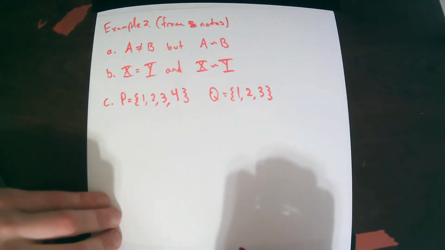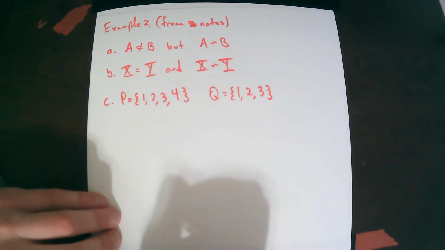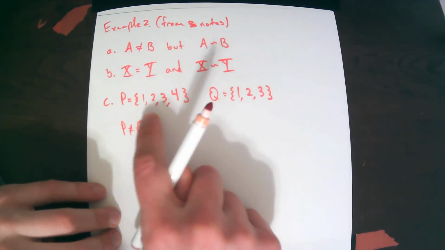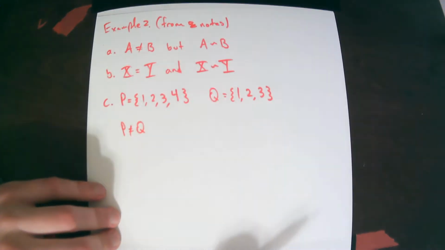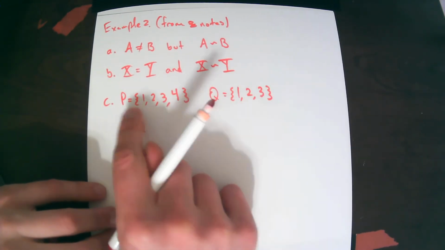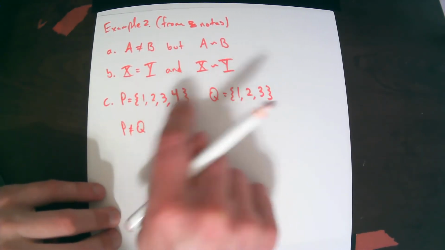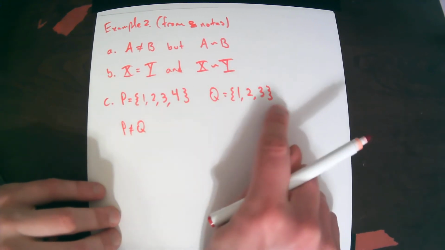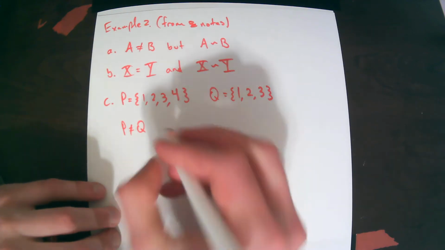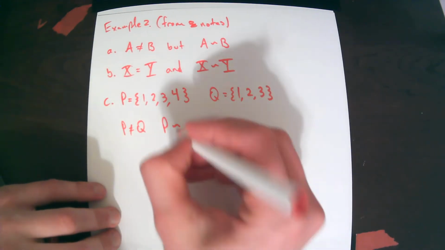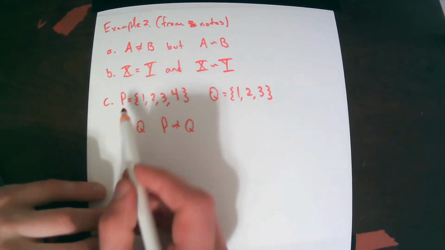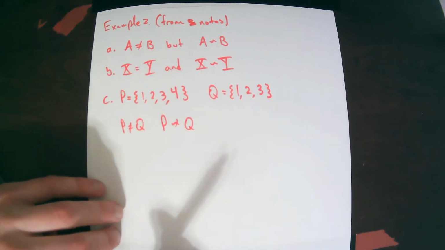Alright. Is P equal to Q? No. Why? Because they do not have exactly the same elements. P has everything that Q has, right? Q's only got 1, 2, 3, and P's got 1, 2, 3. But P has this extra element, the 4, that Q does not have. So they do not have exactly the same elements. In fact, also, P is not equivalent to Q because they don't have the same number of elements.